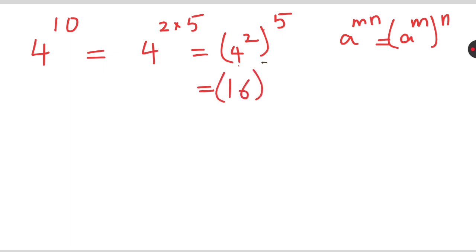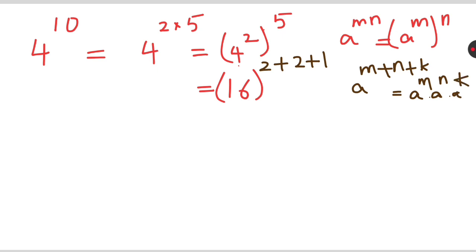In the exponent we have a 5. This 5 we can write as 2 plus 2 plus 1. So that means it is in the form of a raised to the power of m plus n plus k. We can write it as a raised to the power of m times a raised to the power of n times a raised to the power of k. So when bases are the same, we can add the exponents. We are using that property here. So we can write this as 16 raised to the power of 2 times 16 raised to the power of 2 times 16 raised to the power of 1, which is nothing but 16 only.